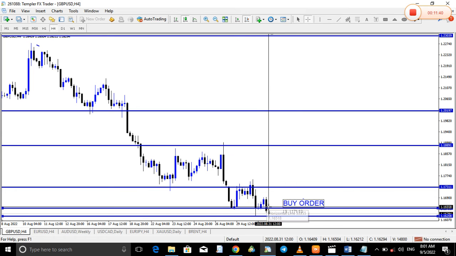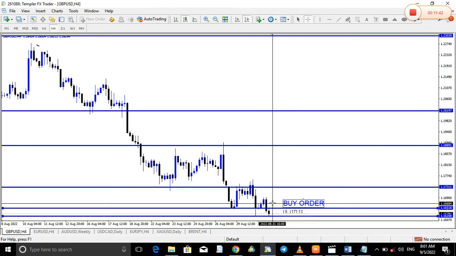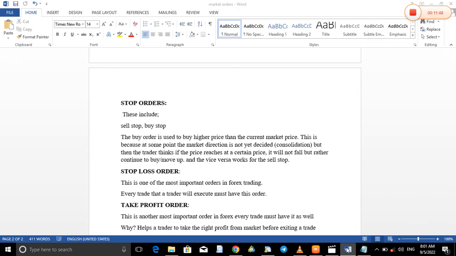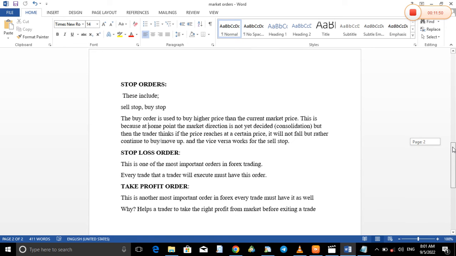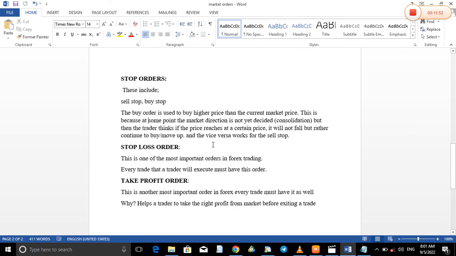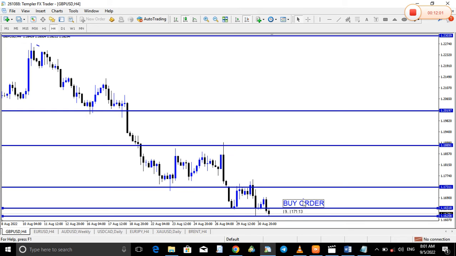Now you're going to wait for the price to shoot all the way to the upside for you to make profit. So that is the buy order. I'm going back to my notes. Now for the sell order, that means you're going to make it the vice versa of the buy order to the sell order. I'm going back to my charts.